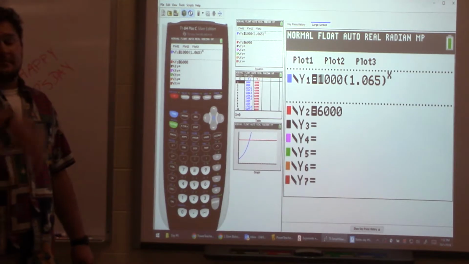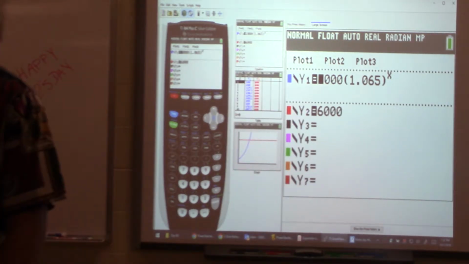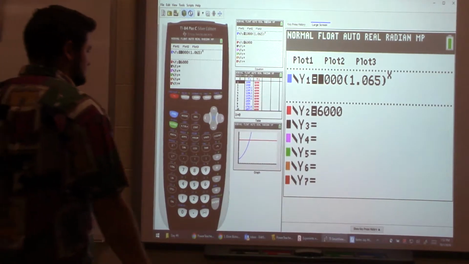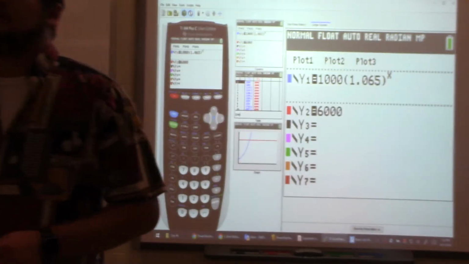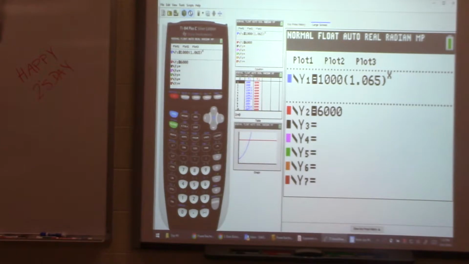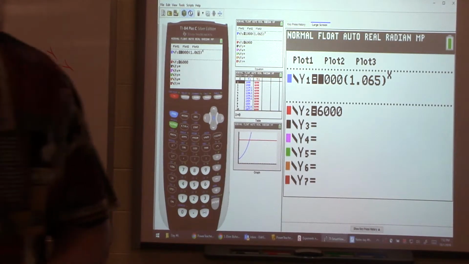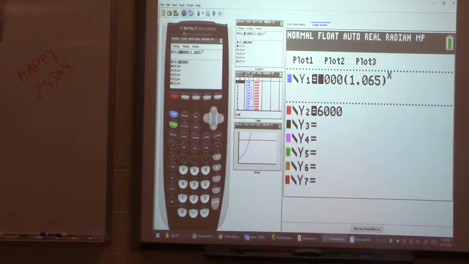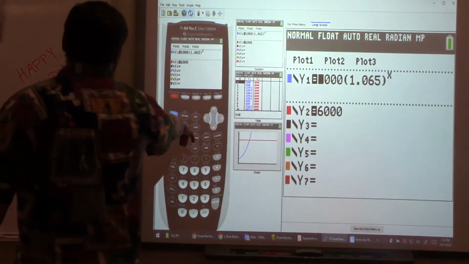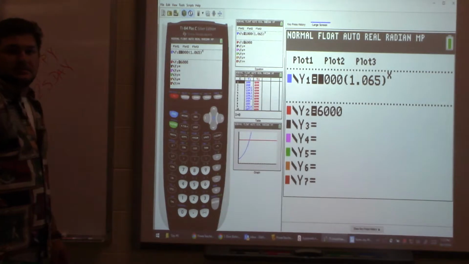So go ahead and put those in. Let me know when we all get there. We hit enter. Fellas, you're all good? X is right next to alpha. It's got a variable button: X, T, theta, n.